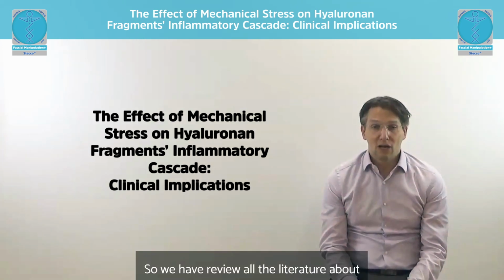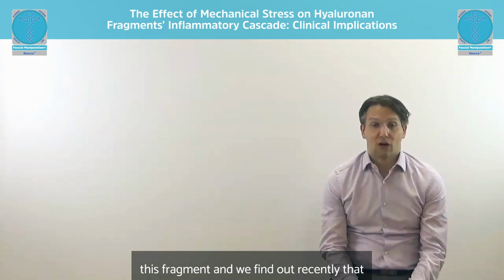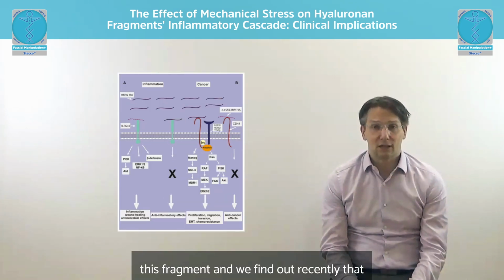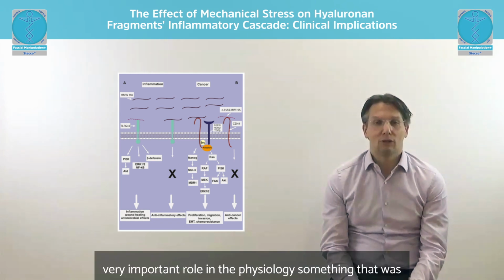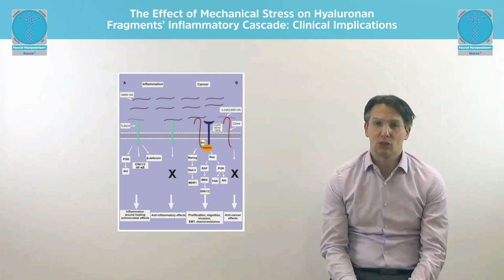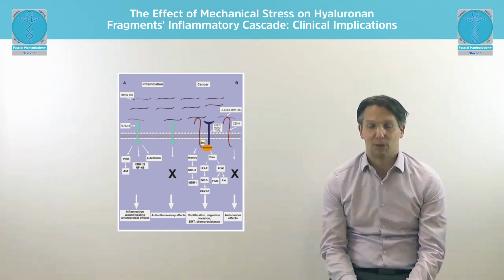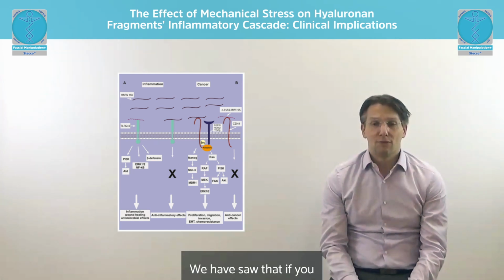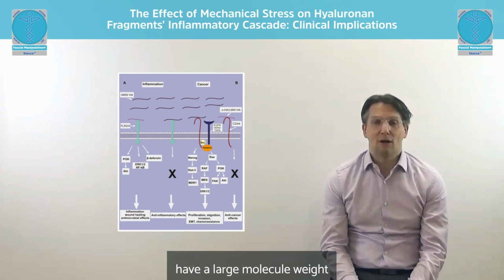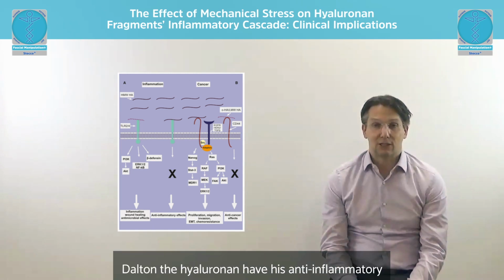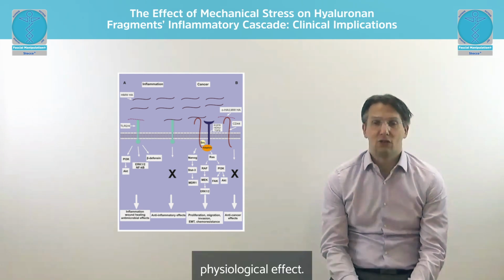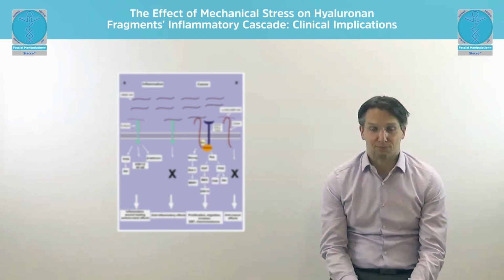So we have reviewed all the literature about this fragment, and we found out recently that the smaller fragments start to have a very important role in physiology, something that was not really taken into consideration in the past. So what have we seen? We have seen that if you have a large molecular weight, around or above 6 million Dalton, the hyaluronan has its anti-inflammatory physiological effect.